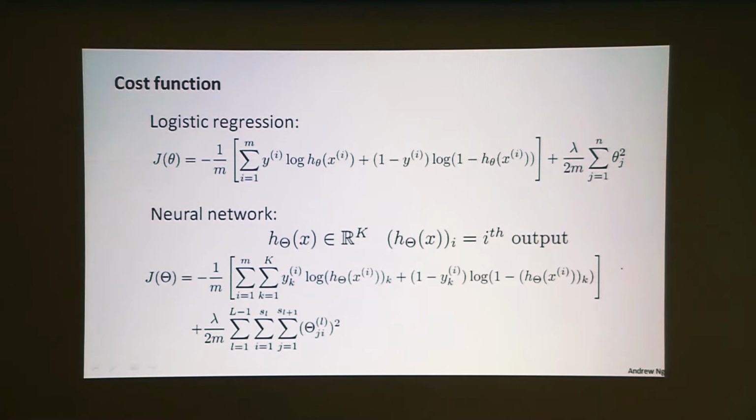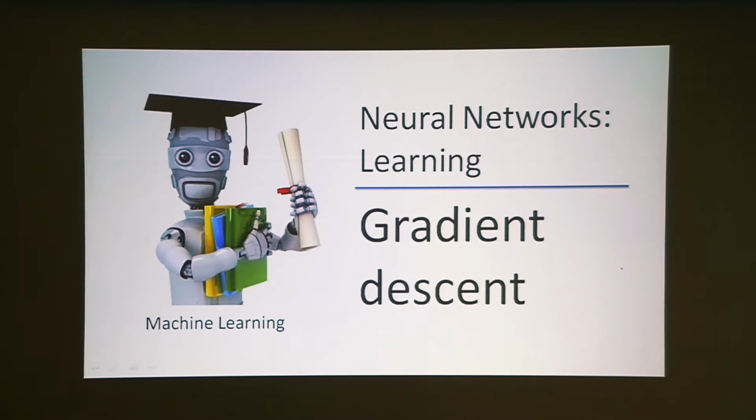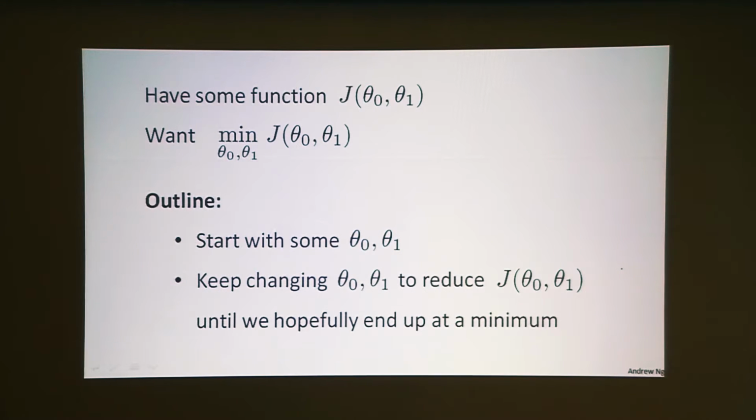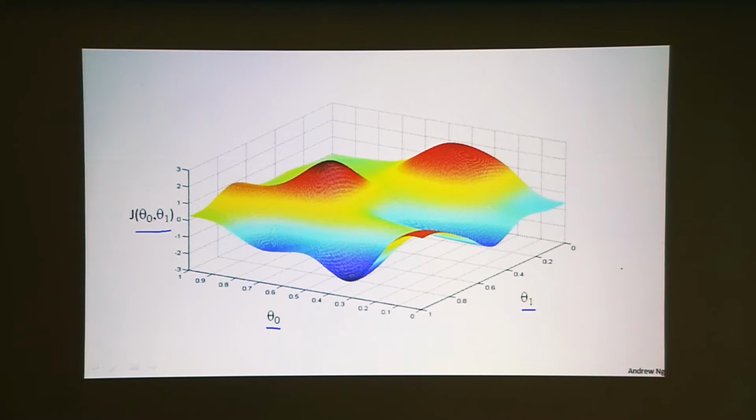This defines a cost function, and one way to optimize the cost function is then gradient descent. I guess looks like 90% of you are familiar with gradient descent, but here it is: given an initial set of parameters, we're going to keep on reducing the parameters until hopefully we end up at a minimum of the cost function.